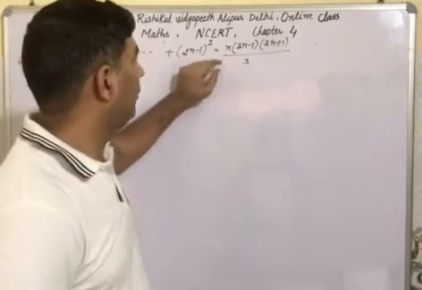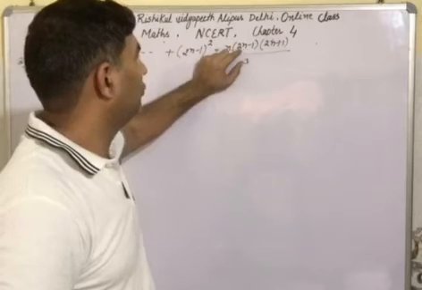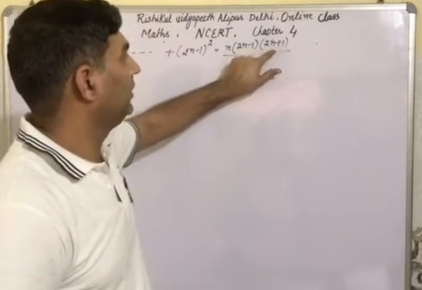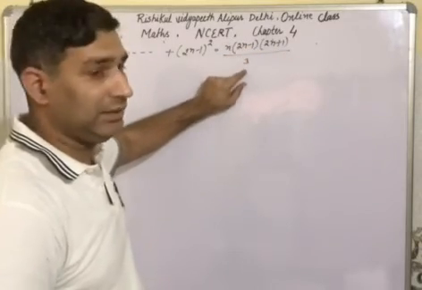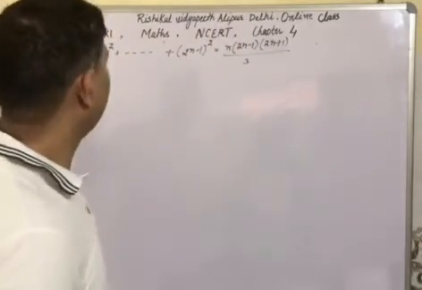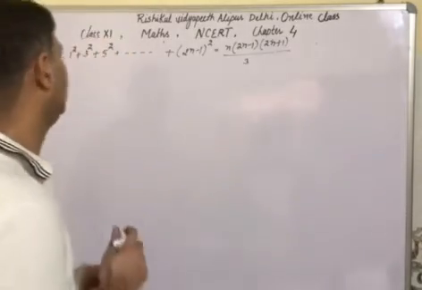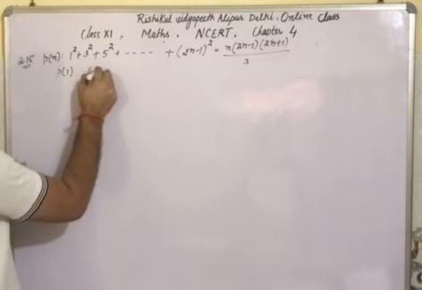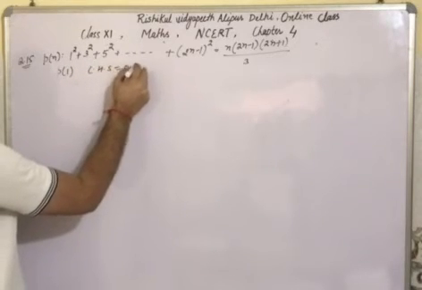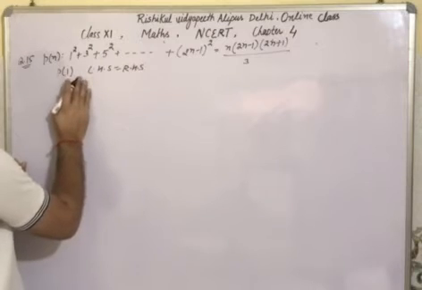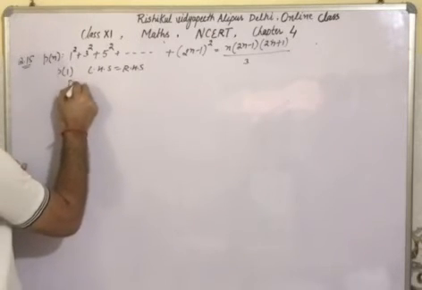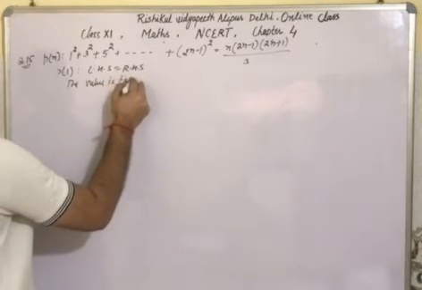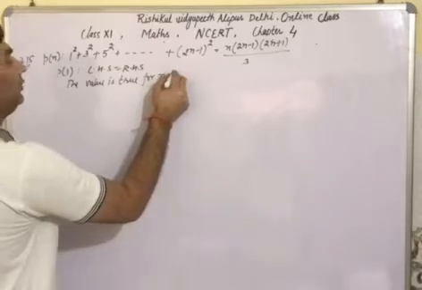Put the value of 1: 2 minus 1 is 1, and 2 plus 1 is 3, 1 into 1 into 3, this is 3 by 3, and 3 by 3 is 1. Then the left hand side and right hand side are both equal. So for P of 1, the left hand side is equal to the right hand side. This value is true for n is equal to 1.